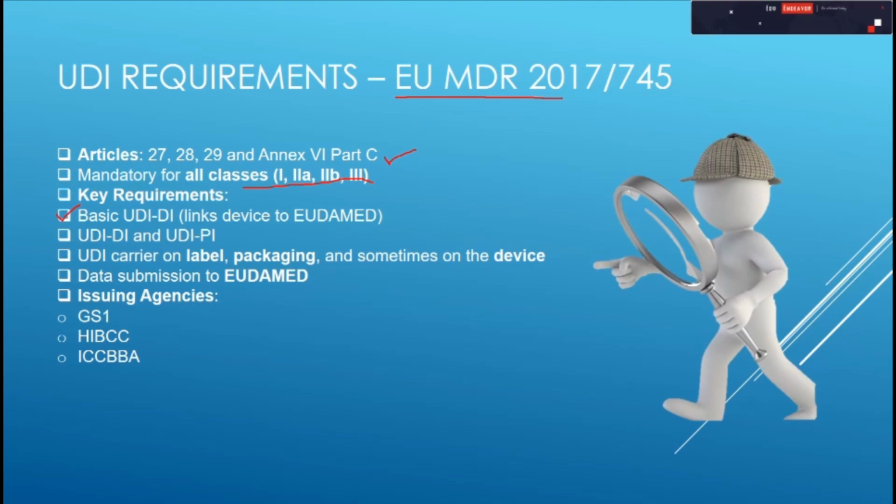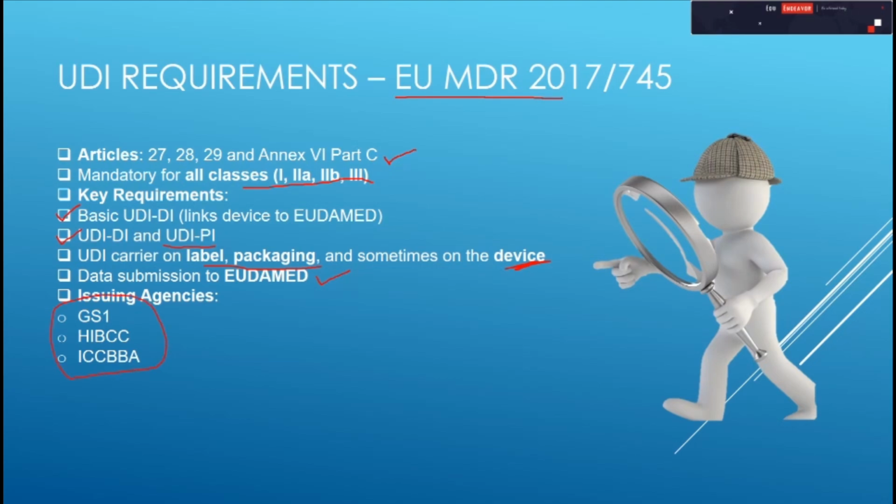UDI-DI is just like the GTIN. UDI-PI involves the batch number, serial number and manufacturing and expiry dates. The UDI carrier must be affixed to the device label, packaging and sometimes directly on the reusable devices, for example like surgical scissors. Data is then submitted to the EUDAMED, which is a centralized and searchable European database. Issuing agencies approved under EU MDR are like GS1, HIBCC, ICCBBA.